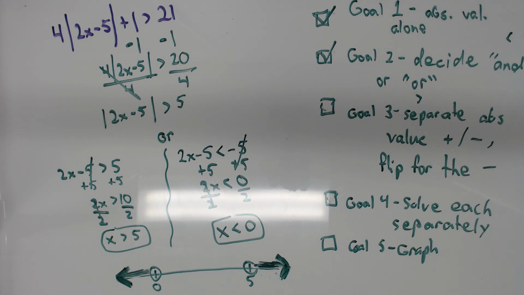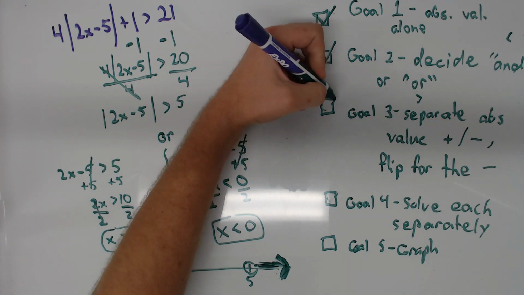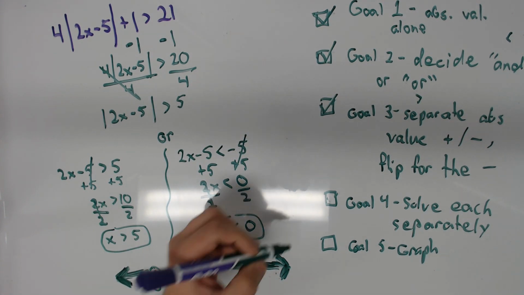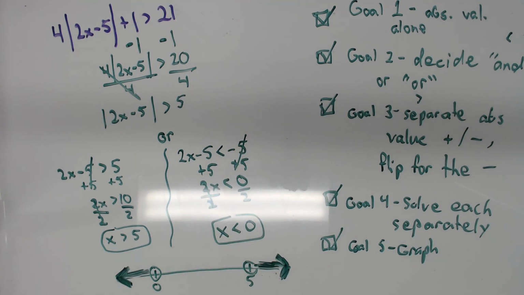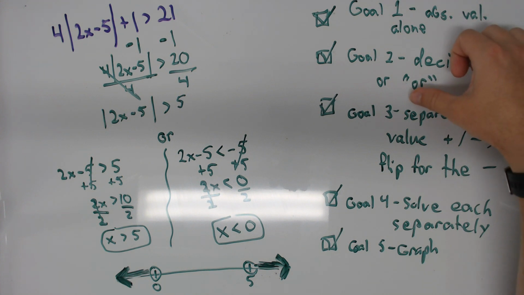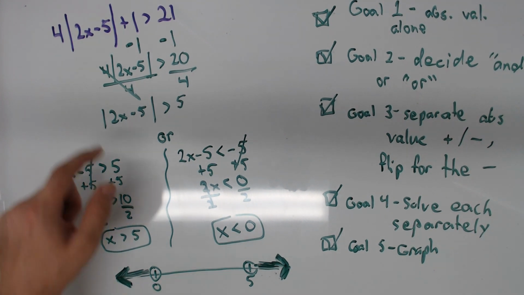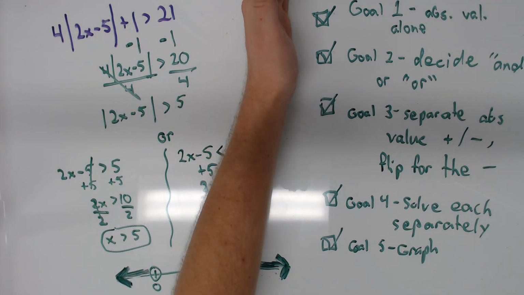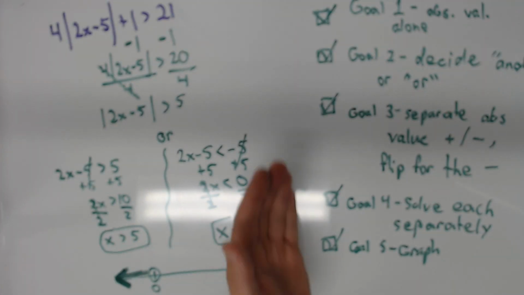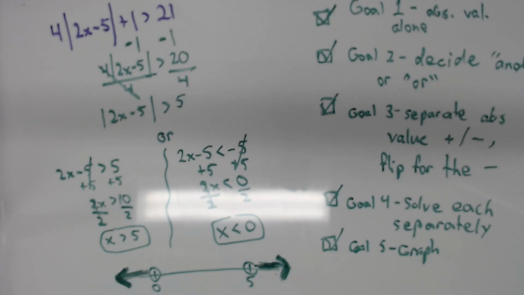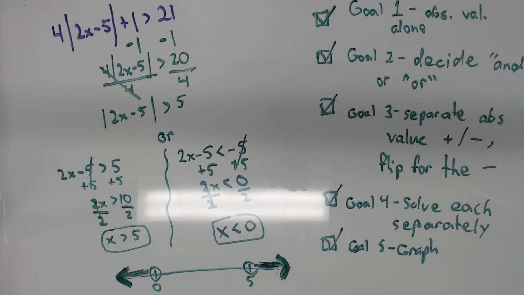Another full example done. So the goals that I guess I forgot to keep checking off: separate the absolute value, solve each, graph. The goals are what you should use as your strategy to start these problems. You should always have something in mind, and this is kind of how I want you to organize your thinking. Whenever you see an absolute value inside of an inequality, I want your mind to go here. And while we're practicing this for a couple of class periods, you can have the notes out in front of you and practice with the steps.